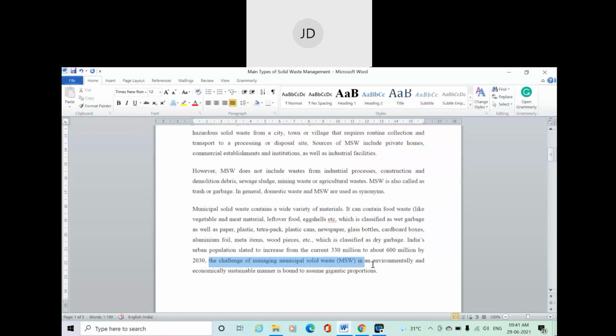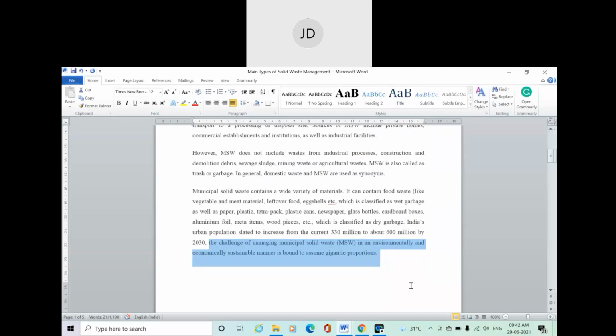The challenge of managing municipal solid waste in an environmentally and economically sustainable manner is bound to assume gigantic proportions. So whenever you go for solid waste management, it should make a balance with the environment and the economy. That means it should be economical. Whatever tactics you adopt for management of solid waste must be economical. Also, along with that, it must be in line with the environment. That means it should not harm the environment. So there is a very big challenge.